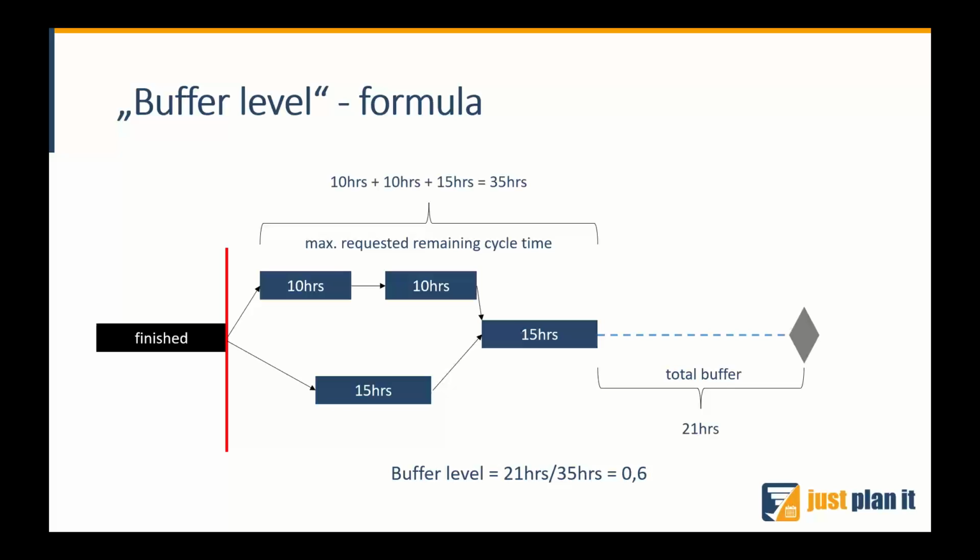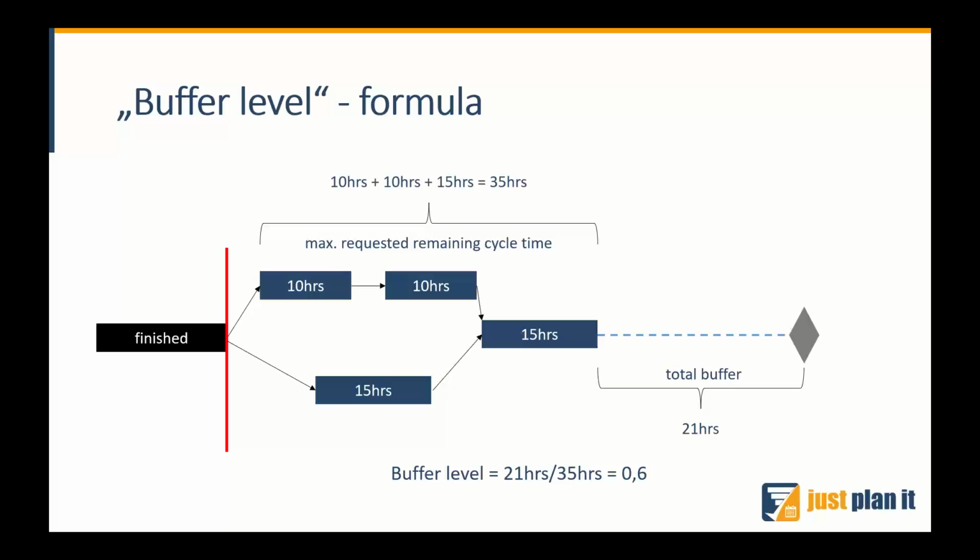And then we have the total buffer. This is the time distance between scheduled end and due date. In my example, it's 21. And if we divide the buffer by the MRCT, then we have a buffer level of 0.6 or 60%. I guess now you can see the value of that figure. It is the relation of the time that is needed to complete the job, theoretically, based on infinite capacities, set in relation to how much is left.